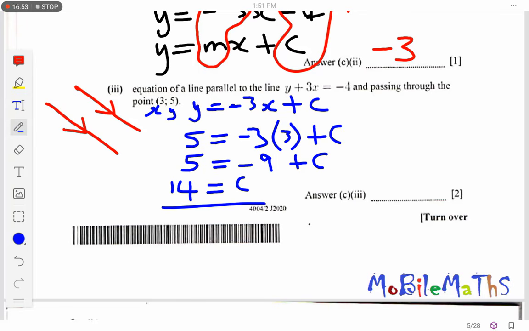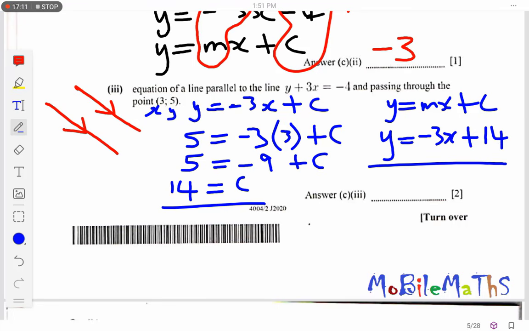That's where our line is crossing the y-axis. Then in terms of our equation in the form of y is equal to mx plus c, we have our equation as y is equal to minus 3x plus 14. This is the equation of the other line which is parallel.